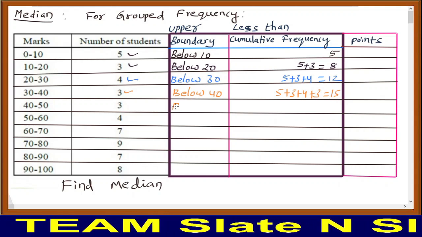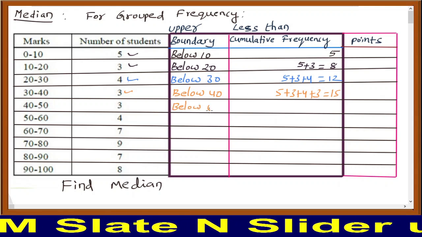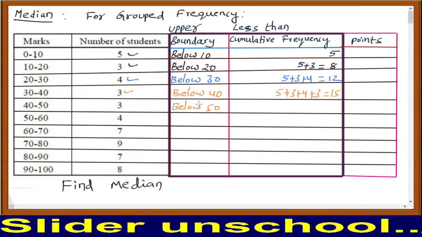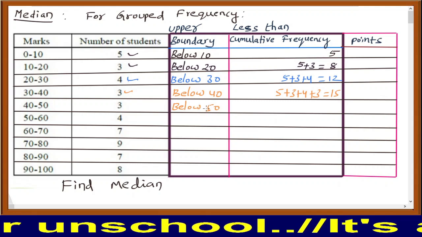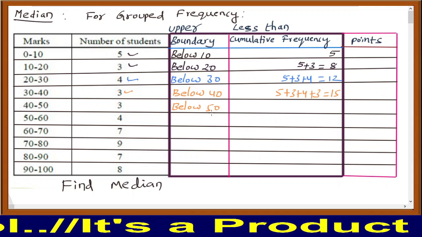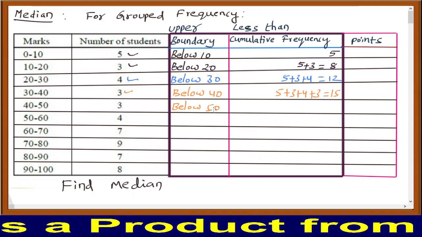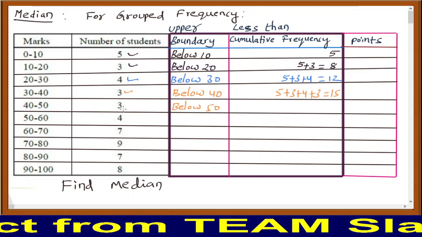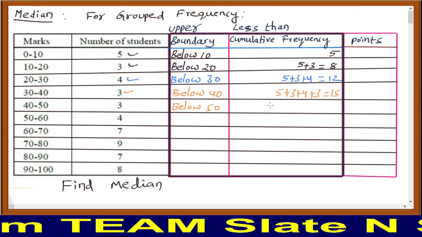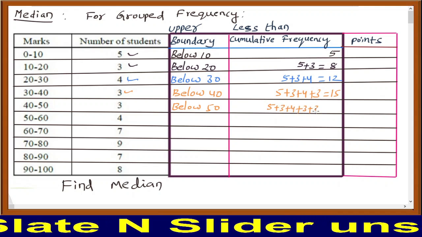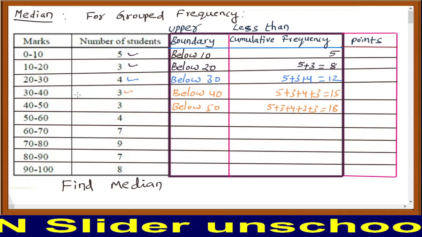And next one, below 50. Just observe, we are finding below 50. Below 50 means 50 is the upper boundary. So below 50 in a sense we are finding less than cumulative frequency of 50. So below 50 means we should add 3 extra. Now it will become 5 plus 3 plus 4 plus 3 plus 3, that is equal to 18.